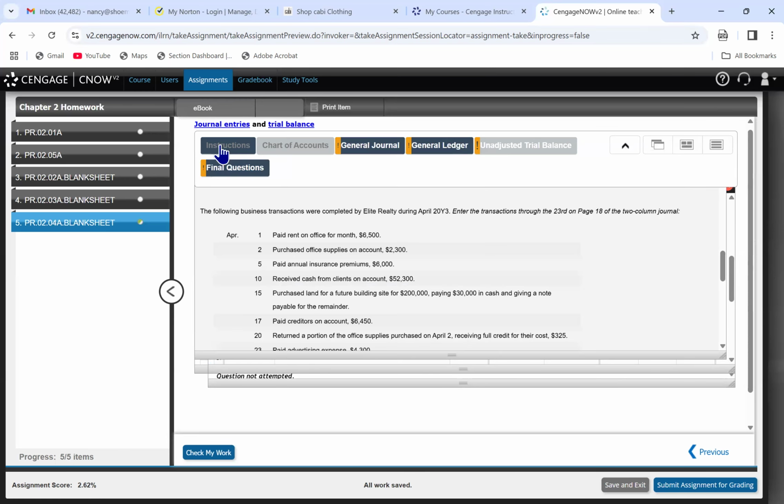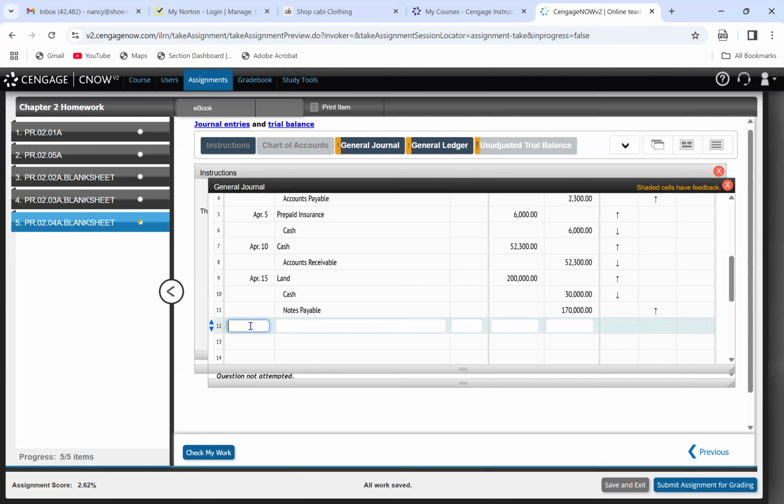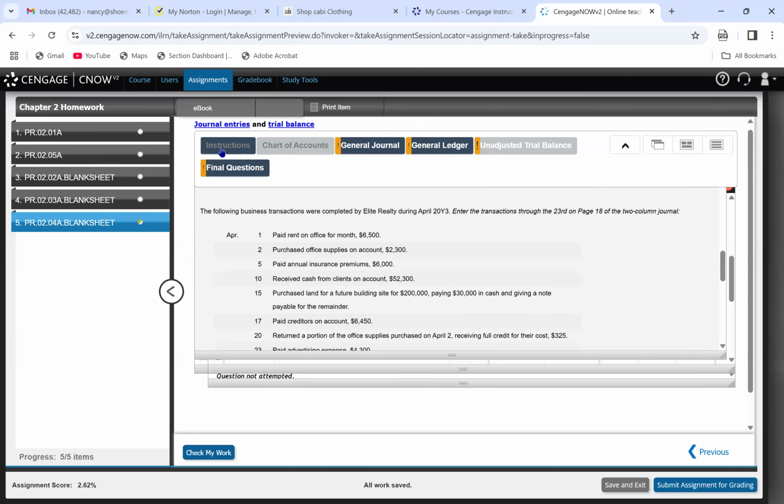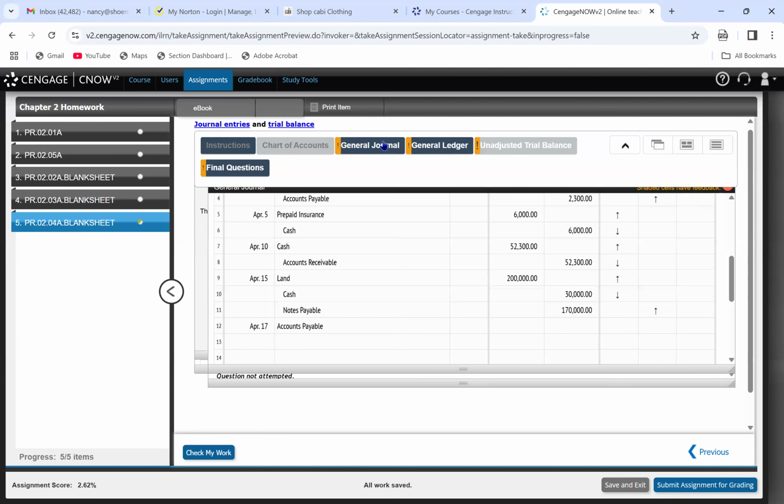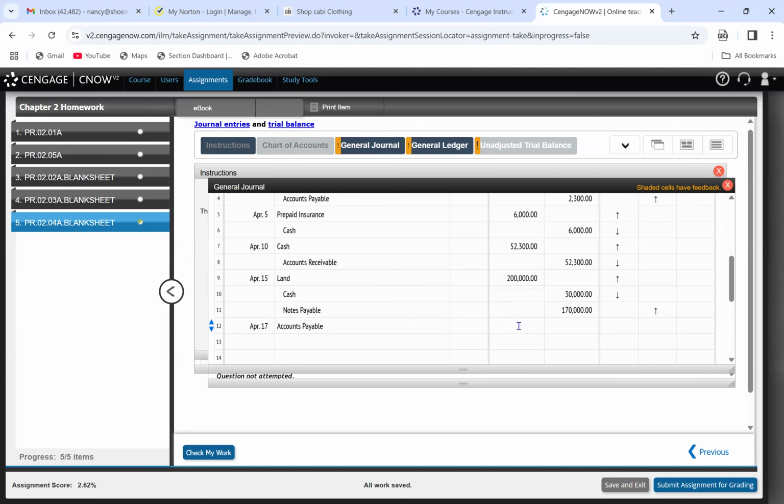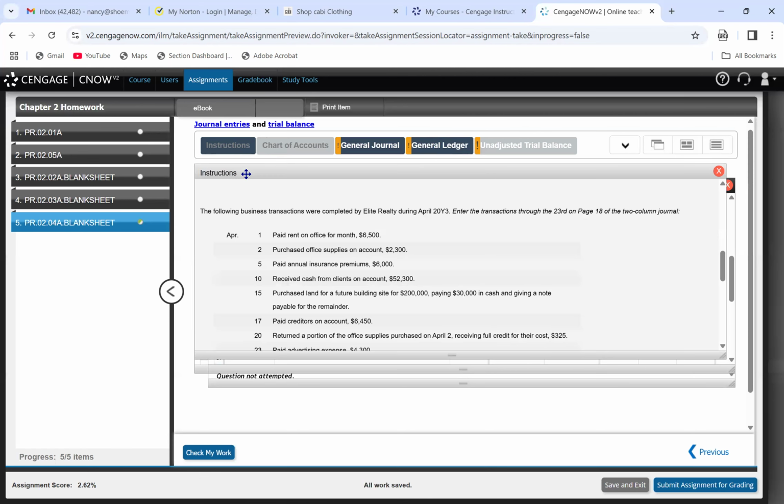Next, we paid creditors on account $6,450. So on April 17th, we paid creditors on account, accounts payable, and we're doing accounts payable because we don't owe that money anymore since we've just paid it. And that amount is $6,450. $6,450 and cash $6,450.